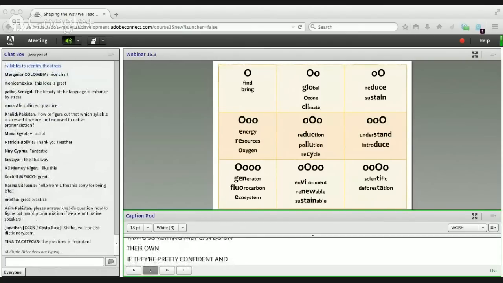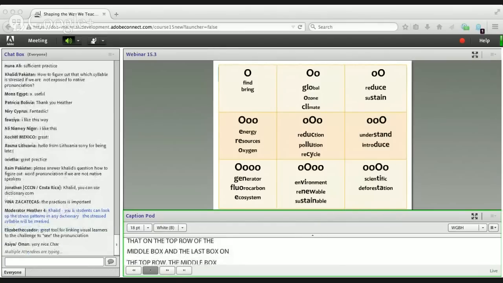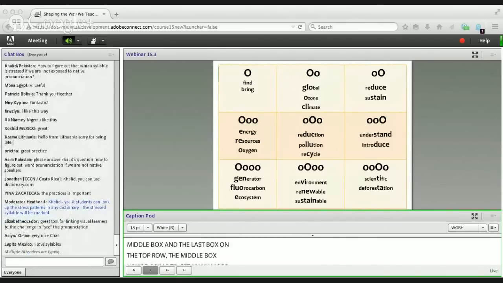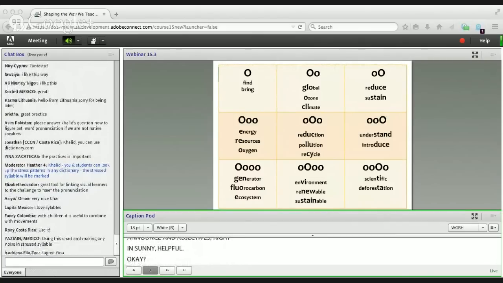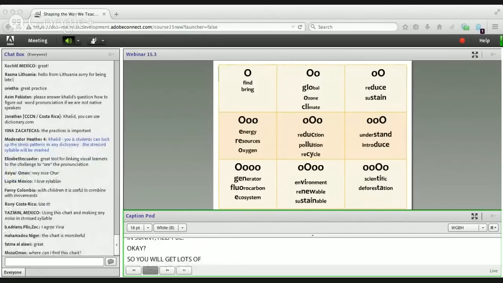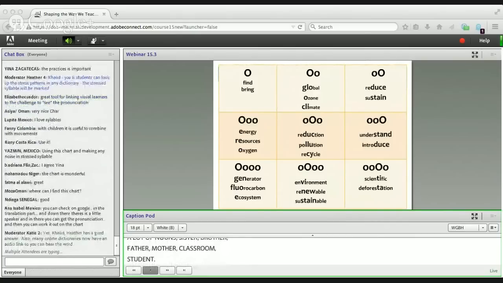And then another thing, I don't have a lot of them there, so it's hard to make big conclusions on this, but over time, you should see that on the top row, the middle box, you're gonna get many more nouns and adjectives, right? Sunny, helpful, okay? So you're gonna get lots of nouns, sister, brother, father, mother, classroom, student, right? So now the last one, the last box on the top row, you're going to get lots of verbs: reduce, sustain, invite, correct, collect, remind, review, okay?